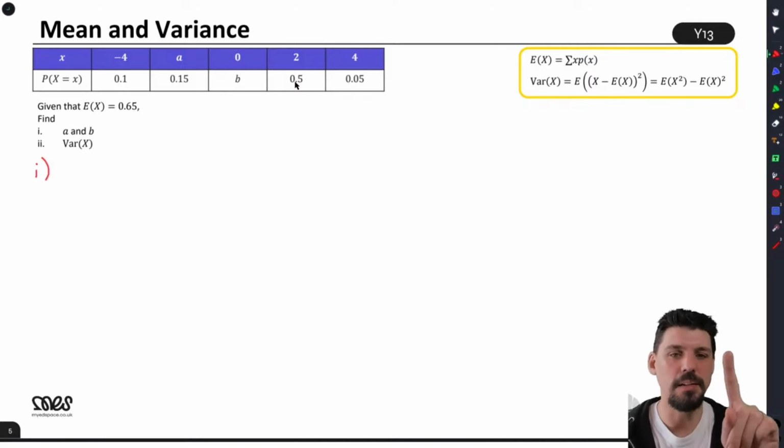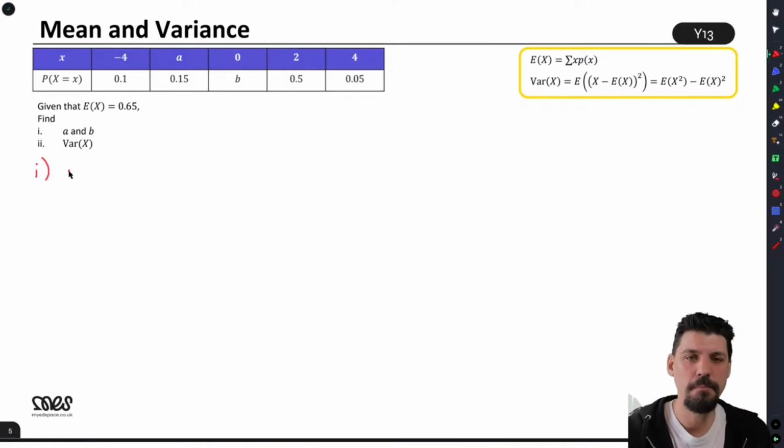One of them is that the total probability is 1. So 0.1 plus 0.15 plus b plus 0.5 plus 0.05 is 1. So what does that give me? 0.25, 0.75, b is 0.2.